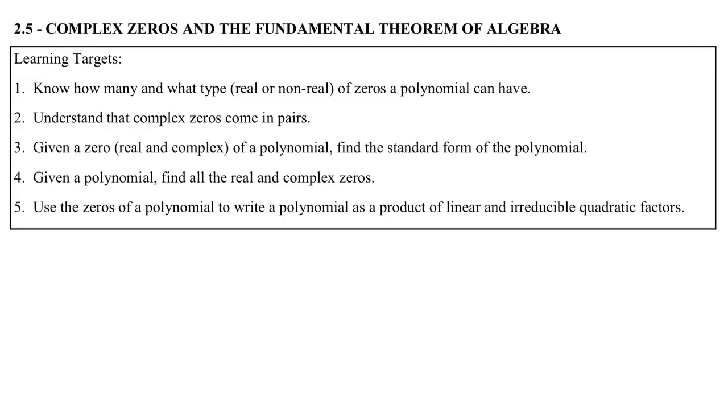All right, this is our final lecture on polynomials before we move into rational functions. And so in the last lecture, we talked about how to find real zeros of polynomial functions. Today we're going to talk about complex zeros and the fundamental theorem of algebra and how to write a polynomial given a list of its zeros.